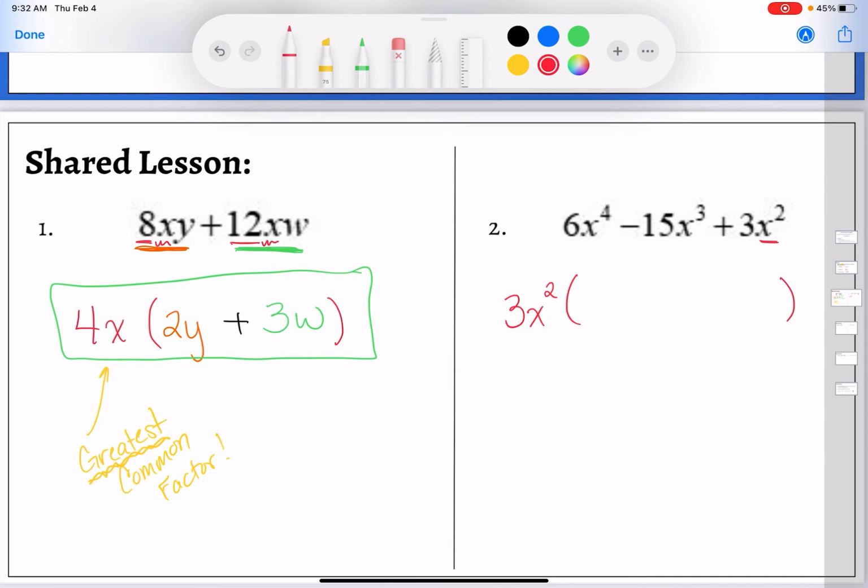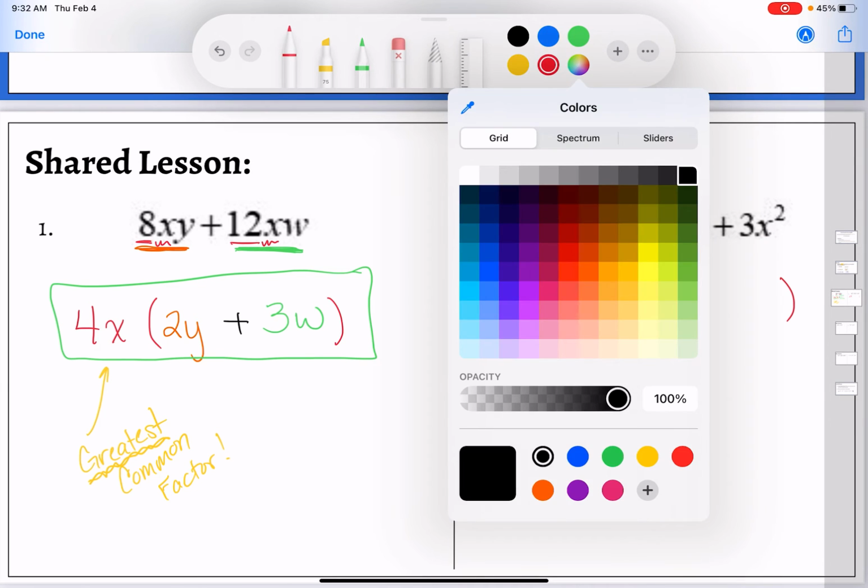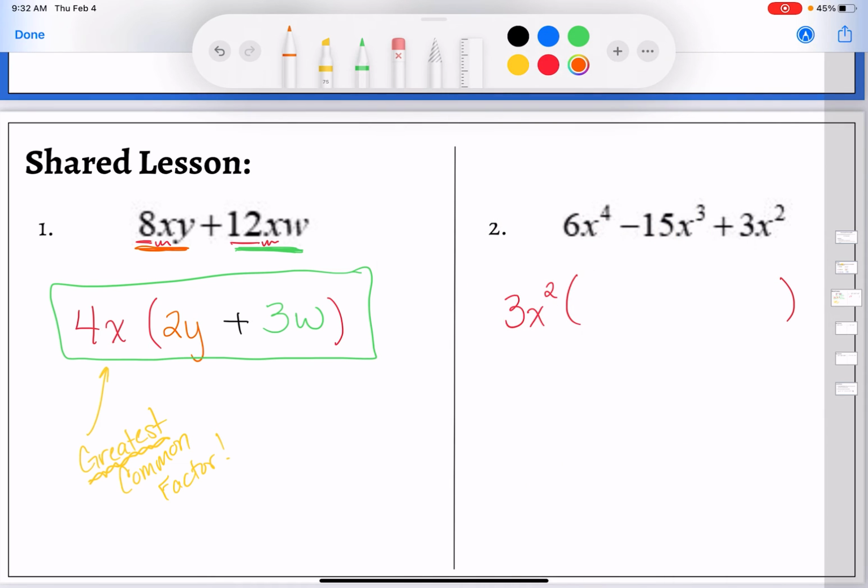So then I'm going to say, all right, what would I have to multiply this GCF by, this 3x squared? What would I have to multiply it by to get back to my original polynomial? So what would I have to multiply 3x squared times to get 6x to the 4th? I have to multiply by 2x squared, right? 3 times 2 is 6. I had 2 x's out front. I needed 2 more to get to x to the 4th. So x squared times x squared gives me x to the 4th.